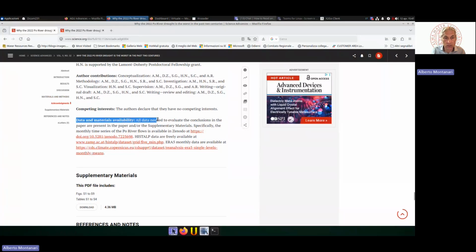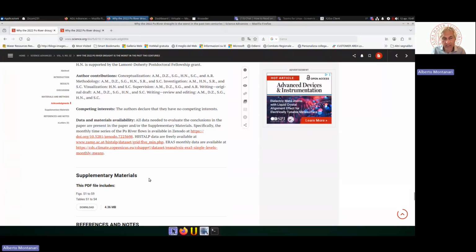And you see here all data needed to evaluate the conclusions in the paper are present in the paper, so are already presented in the text, and in the supplementary material. Specifically, the monthly time series of the Po River flow is available on Zenodo, and here there is the address, and then there are the links to the other data that we used.